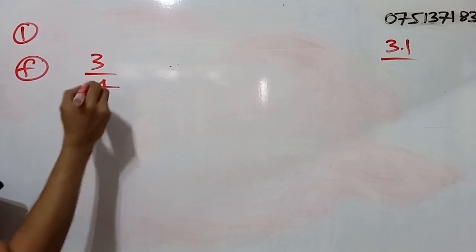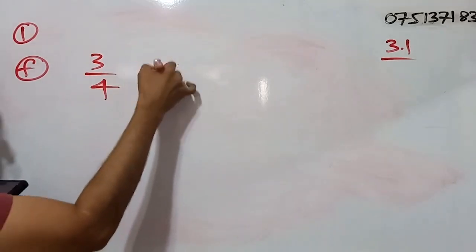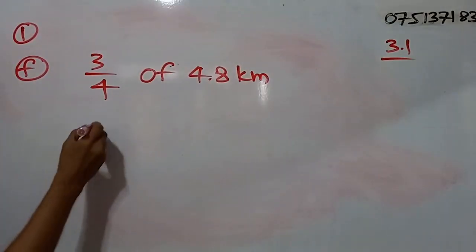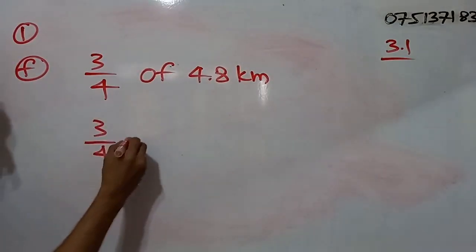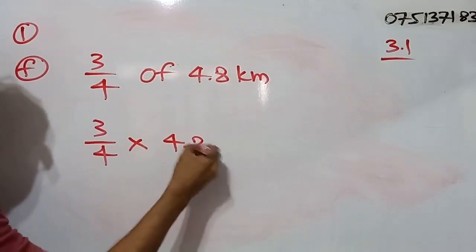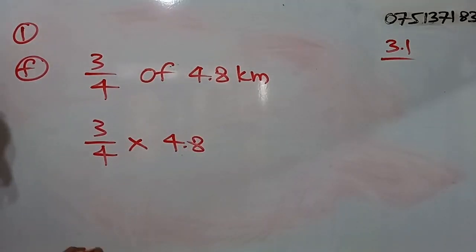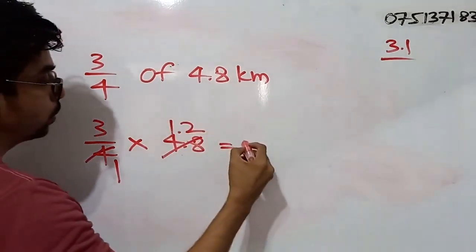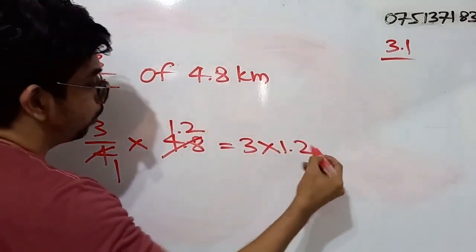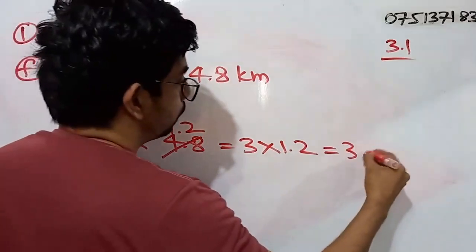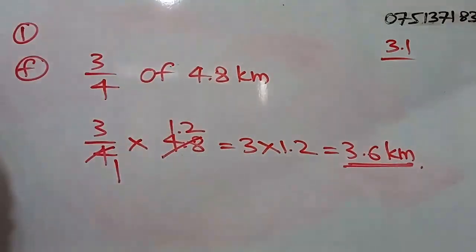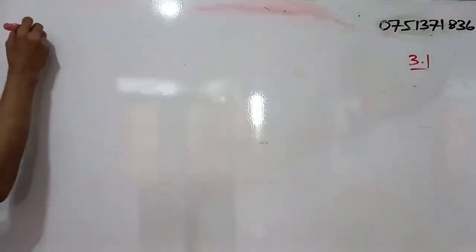Exercise 3.1, question number 1, part F. What do we have? 3/4 of 4.8 kilometers. So that means 3/4, we have to multiply that by 4.8. So 4 into 1, 4 into 1.2. So that means 3 into 1.2. So 3.6, those are what? Kilometers.